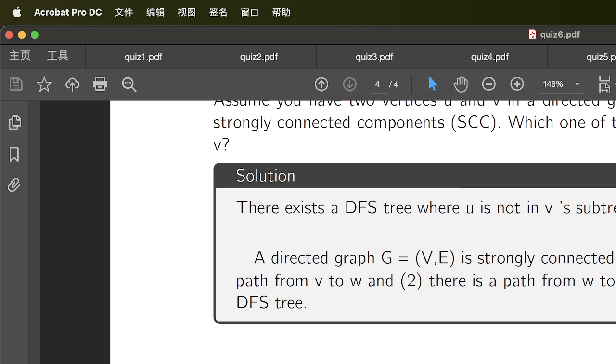Question 9. Assume you have 2 vertices U and V in a directed graph where there exists a path from U to V. Which one of the following is incorrect about U and V? So the solution is: U's DFS finish time is always greater than V's DFS finish time. This one we cannot be sure about, right? It just depends case by case. You can try to draw a graph to see whether it's true.